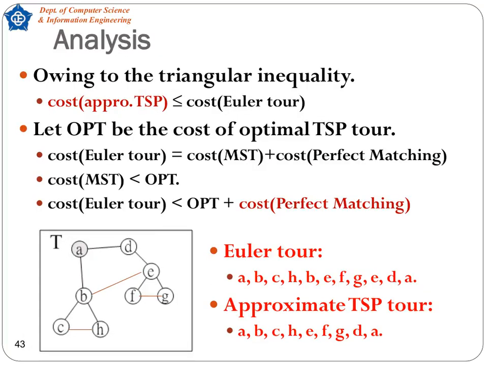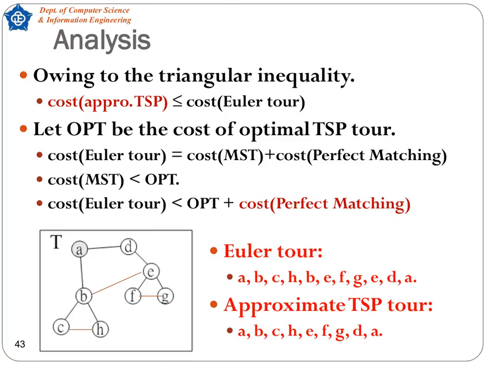Building on our previous approach, and thanks to the triangle inequality, anytime we shortcut an Euler tour, we can only shorten it. Here's how it works. First, we build a minimum spanning tree over all our points. Next, we add a minimum weight perfect matching on the tree's odd degree vertices.